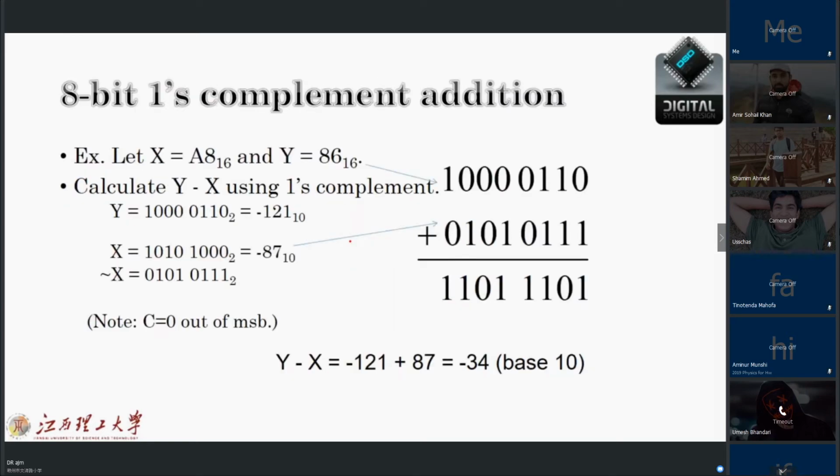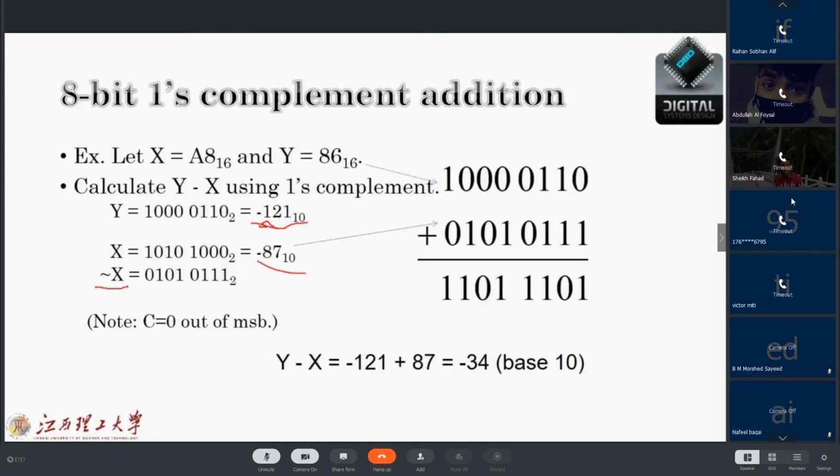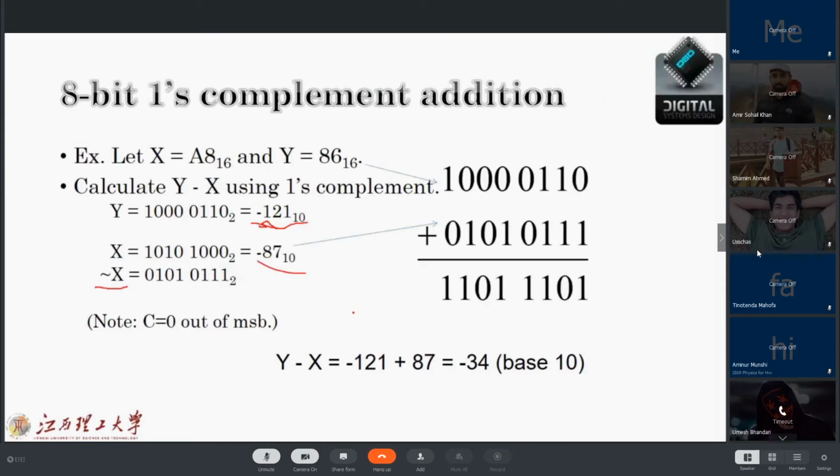What will happen if we have 8 bits of one's complement addition? Let's suppose we have the number X as A8 in base 16 and Y as 86 in base 16. Okay. What will happen if we want to do this addition? It's something that we have done. Suppose we take the number X as this much and Y as this much, then the first complement of X is something like this. It's simply we can do this.